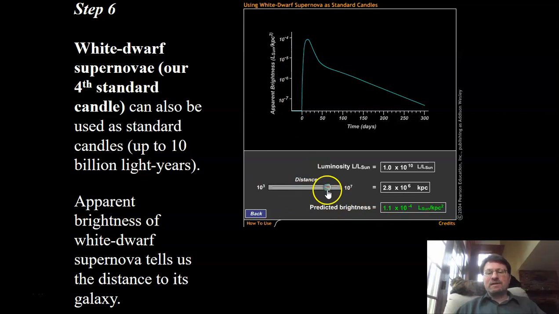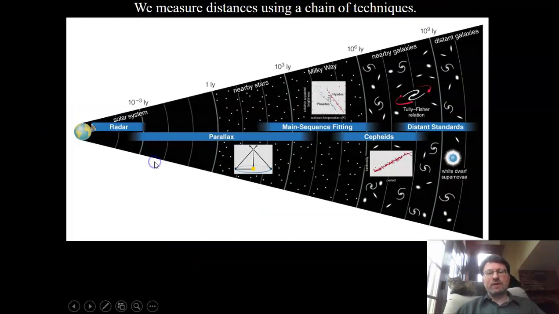And what I've done is I've adjusted the slider to find the distance to this object. 2.8 times 10 to the 6 kiloparsecs, or 2.8 gigaparsecs, a giga being a billion. So because all these white dwarf supernovae occur with the same intrinsic luminosity, we use them as standard candles, and we can measure distances to them up to 10 billion light years away, up to 10 gigalight years.